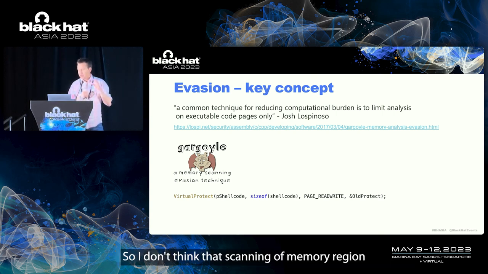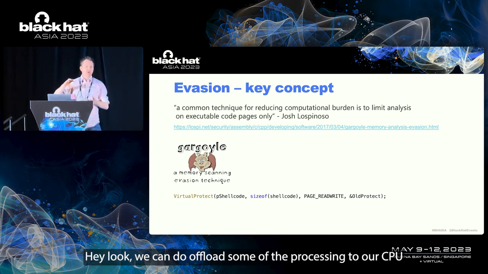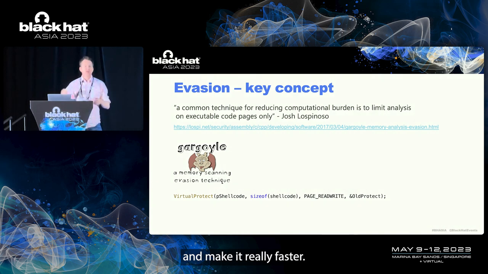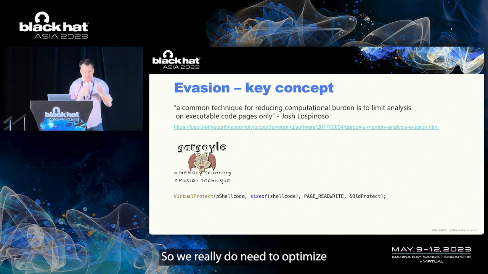So I don't think that scanning of memory region is ever going to be an option, even with all of this great, hey, look, we can offload some of the processing to our GPU and make it really faster. I don't think you're ever going to be able to scan the whole address space because you've got that false positive problem. It's just going to be too large. So we really do need to optimize on just those executable regions.